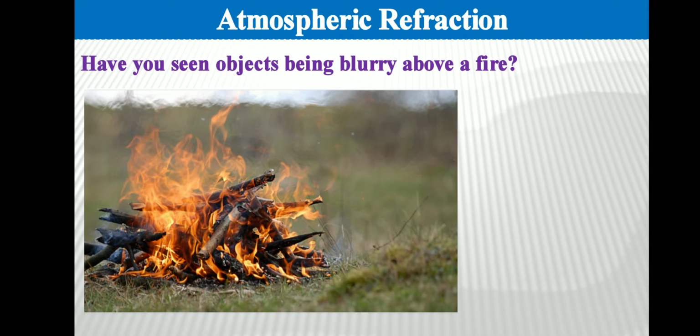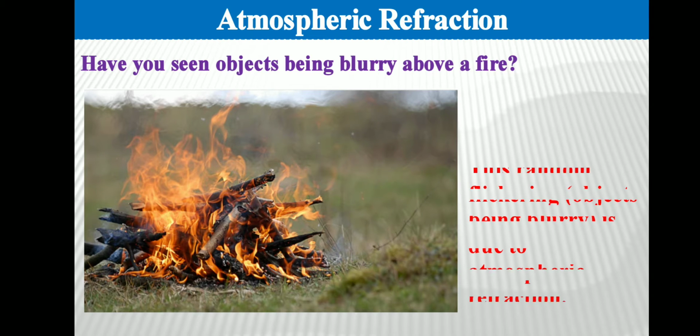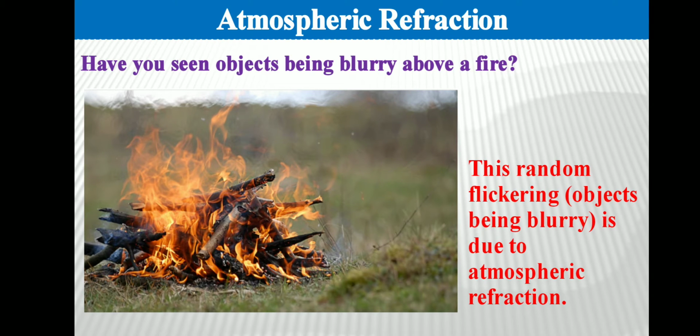So what is this? This is nothing but atmospheric refraction. So the answer for this question: this random flickering, or the object being blurry, is due to atmospheric refraction. Okay, there are some topics related to atmospheric refraction that I have to explain before giving the definition of atmospheric refraction. Okay, so let's explain.